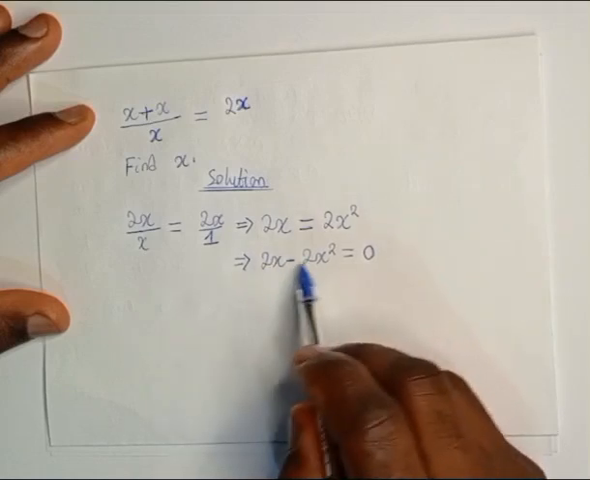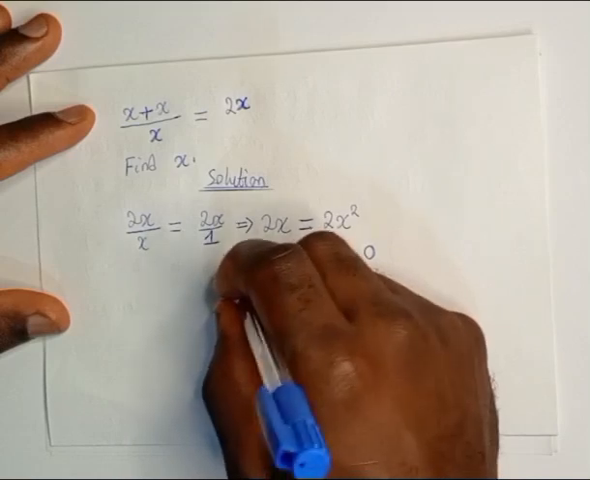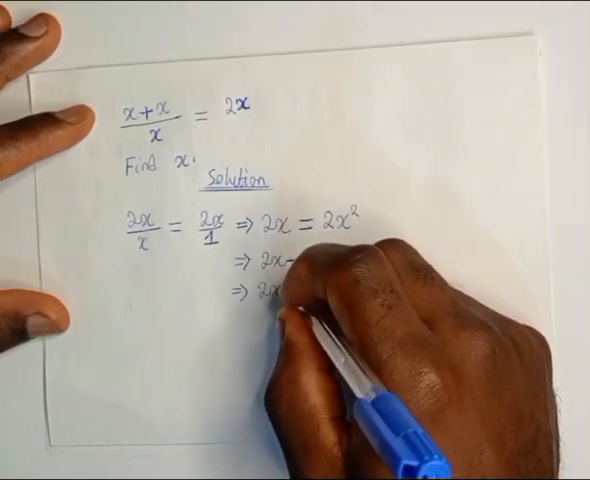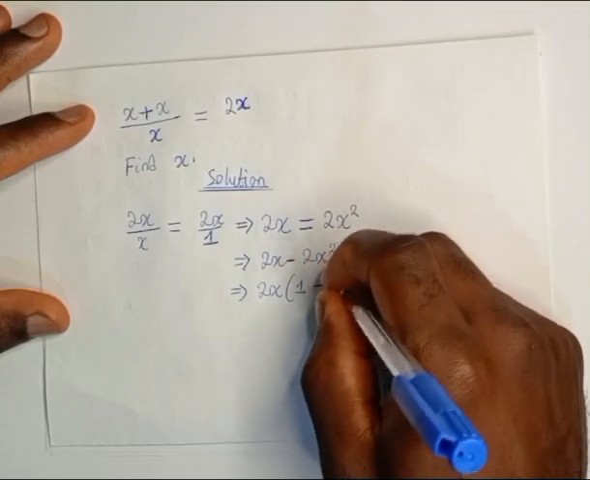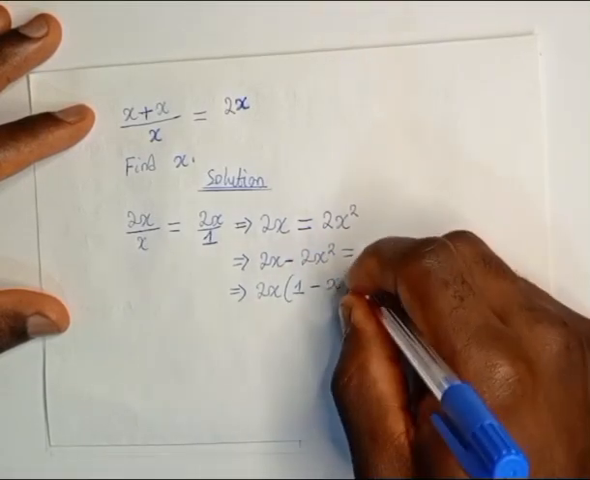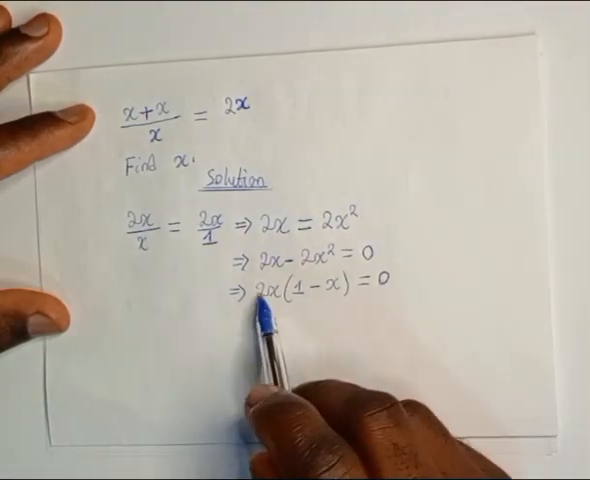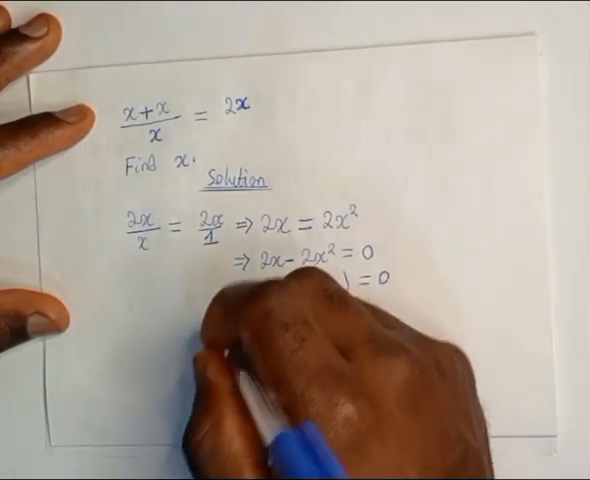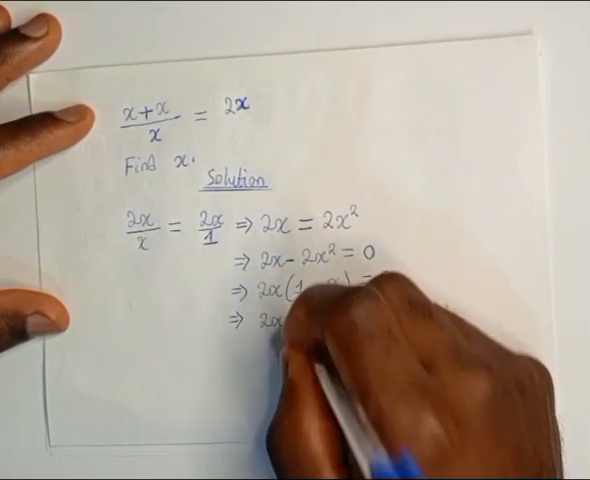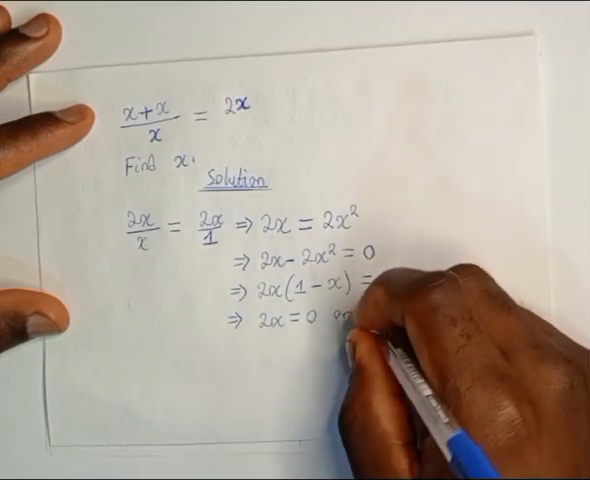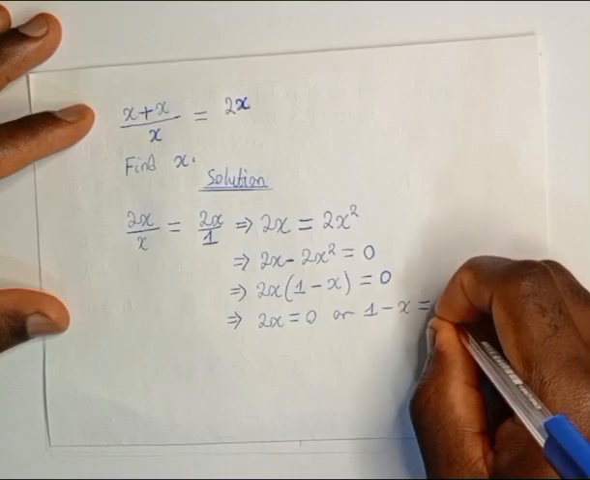The two terms we have at the left hand side, you see that 2x is common. We can factor out 2x, then 2x times 1 remains 2x. 2x times negative x gives us negative 2x squared, is equal to 0. For this product to be equal to 0, then either 2x is equal to 0, or 1 minus x is equal to 0.